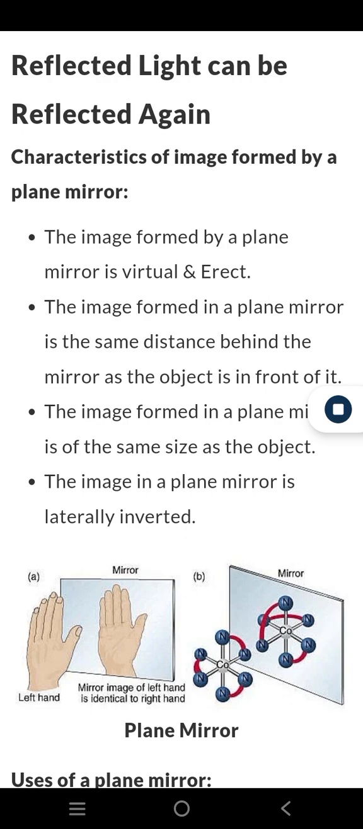Characteristics of image formed by a plane mirror. The image formed by a plane mirror is virtual and erect. The image formed in a plane mirror is the same distance behind the mirror as the object is in front of it. The image formed in a plane mirror is of the same size as the object. The image in a plane mirror is laterally inverted.